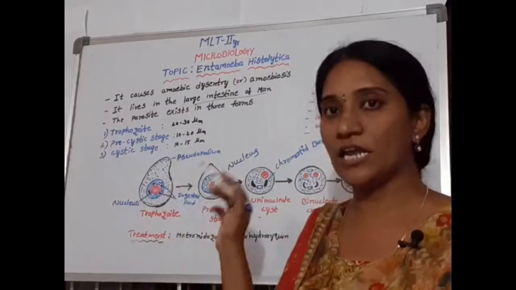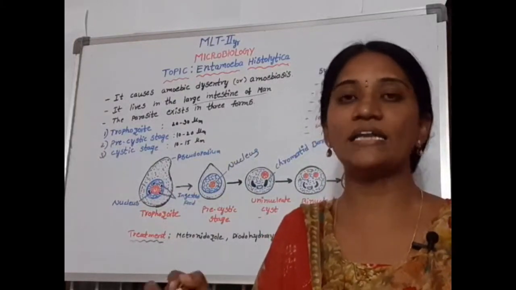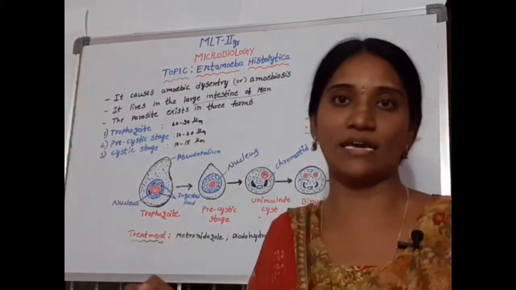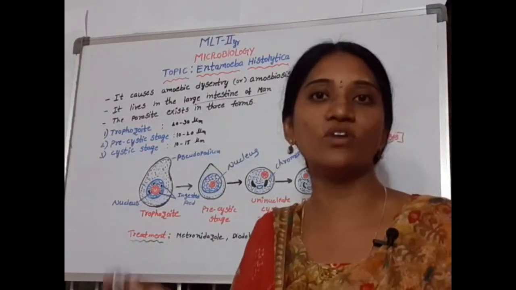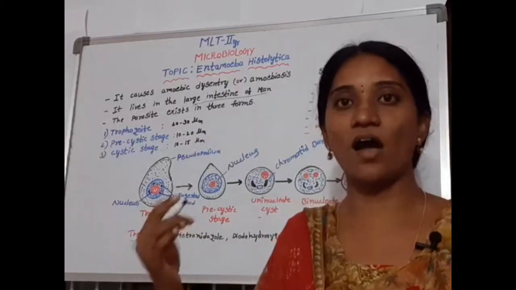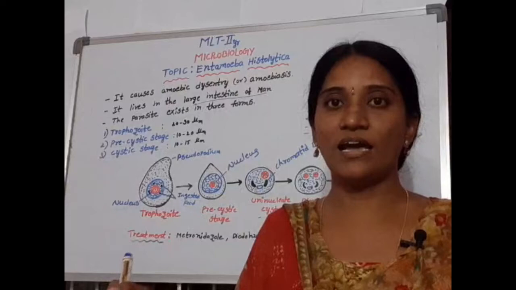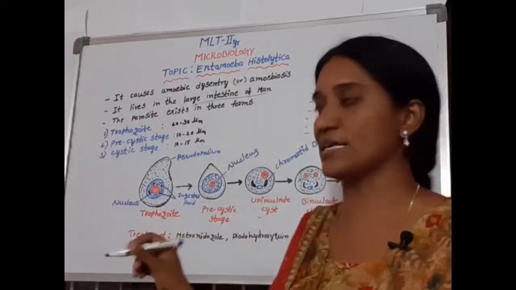This protozoan enters the human body through contaminated food and water. The water is contaminated by fecal matter, and the food is contaminated by flies and cockroaches. They rest on the food, carry the cyst on the food, and cause amoebiasis.